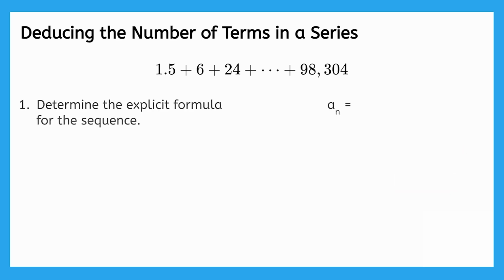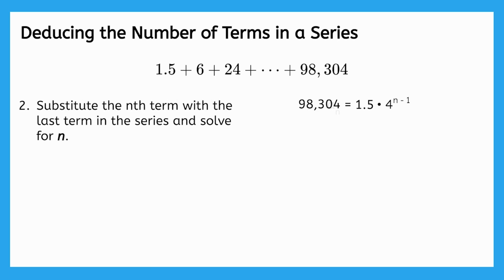First, determine the explicit formula for the sequence that the series is based on. This series starts at 1.5, and each consecutive term is 4 times the previous. Next, substitute the nth term with the last term of the series and solve for n. First, we'll divide by 1.5. This is where things change a little bit, because now we have to solve for an exponent. To get the variable n out of the exponent, I'm going to solve by taking log base 10 of both sides, but feel free to use any strategy you prefer for solving exponential equations.